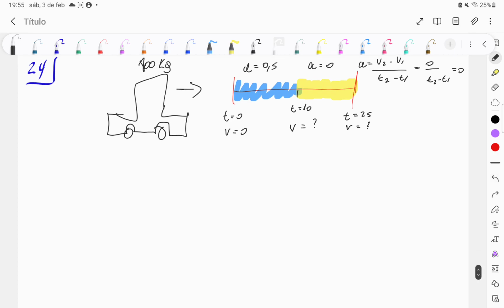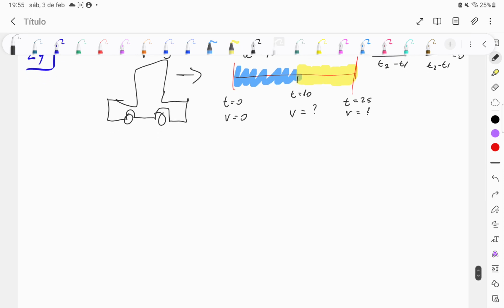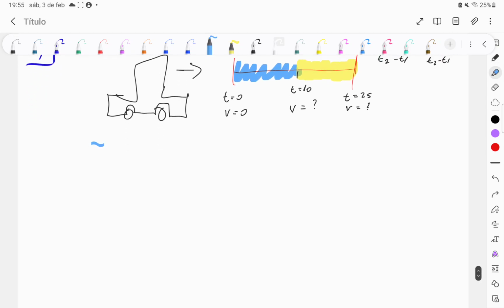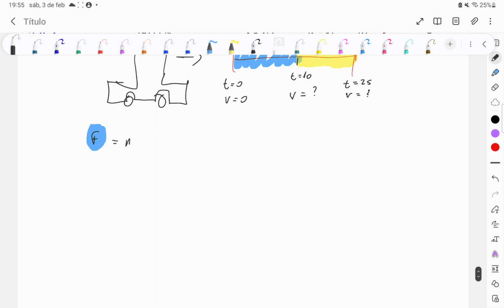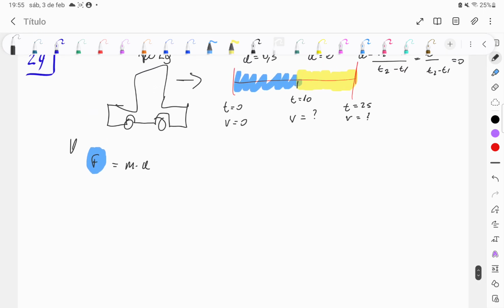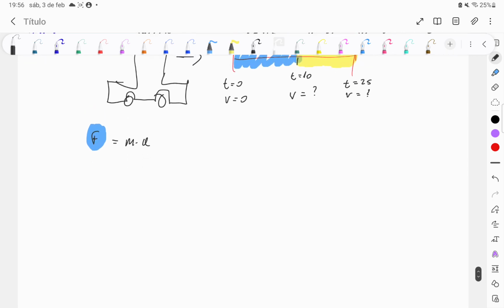So the first question says il valore della forza totale che agisce in ogni tratto. We have two tratti, as we say. Let's do the blue one here. The force here is going to be equal to the mass of the car multiplied by the acceleration. Why? Because our friend Newton said that this is the second law.